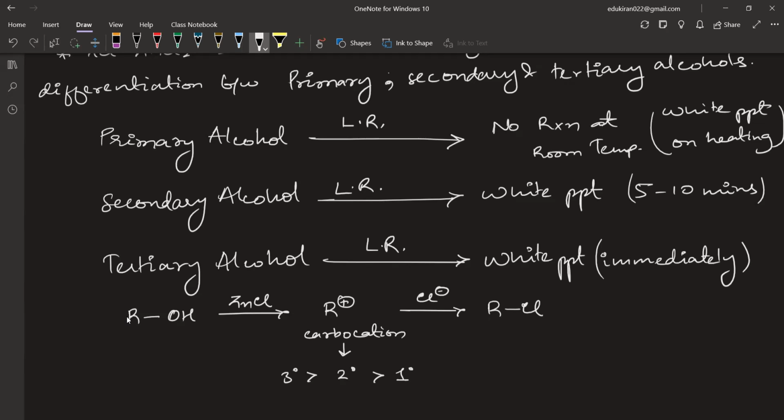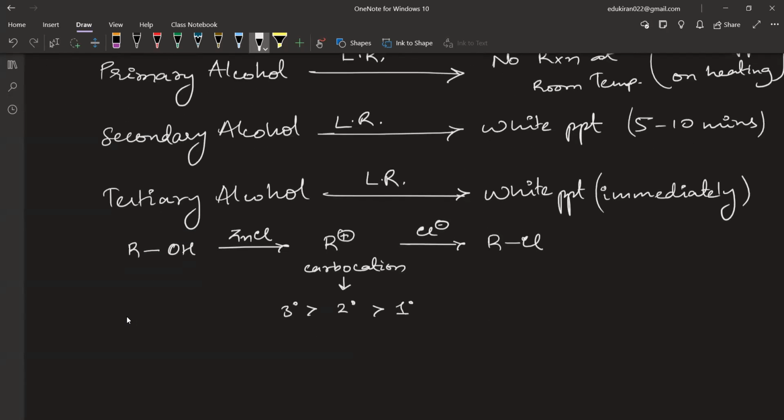This is a big confusion for students. People get confused: if 3 degree is most stable, then why is it reacting very fast? They may say that if 3 degree is most stable, it should not react, but that is not the case. Each and every carbocation is reactive. Whenever we are talking about the stability of carbocation, we are not talking about how fast the carbocation will react. Carbocation will always react fast.